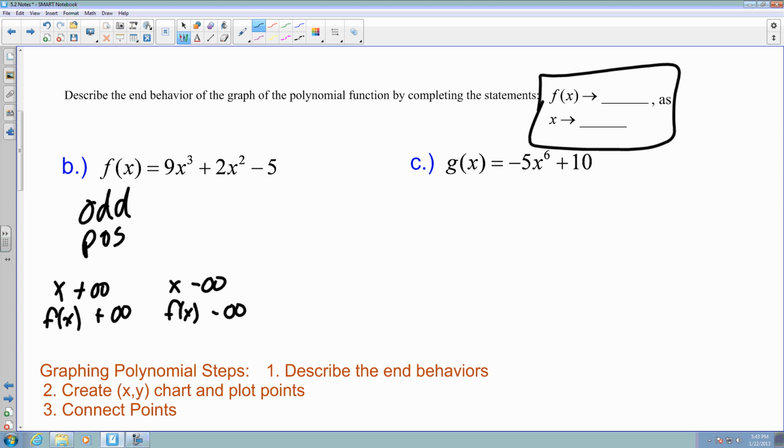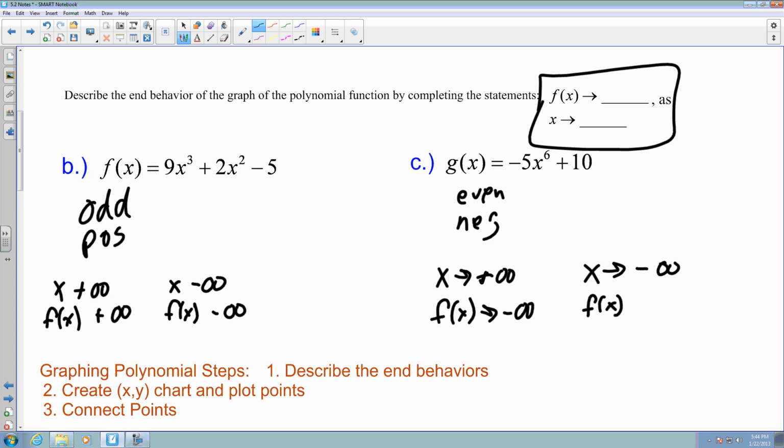For C, g of x equals negative 5x to the 6th plus 10. So I know that my degree is even, and my leading coefficient is negative. So with that, I know that as x approaches positive infinity, my f of x is approaching negative infinity. If my x is approaching negative infinity, my f of x is still approaching negative infinity.